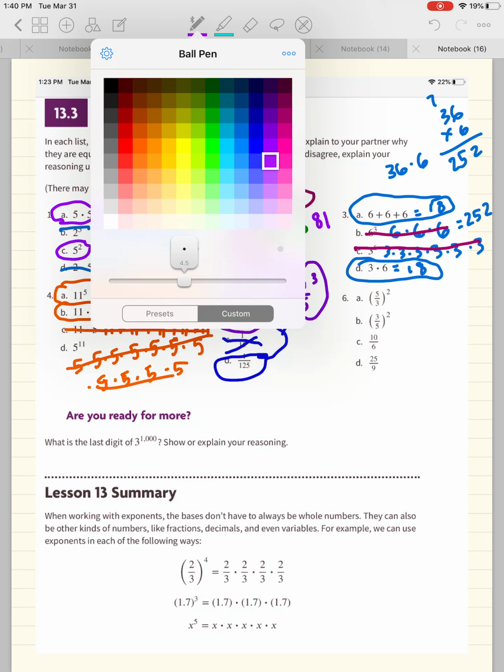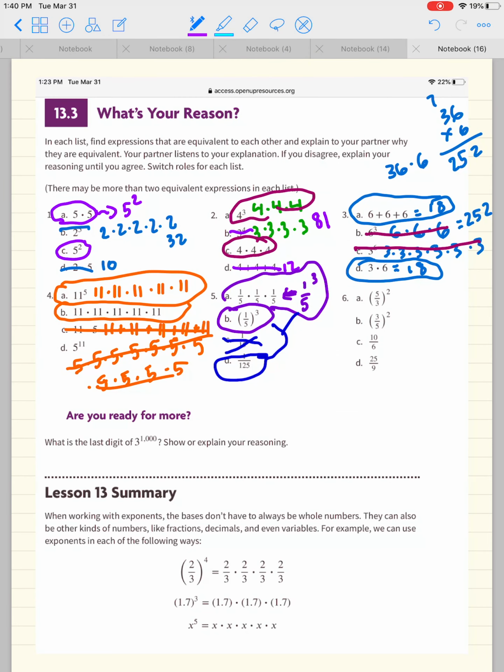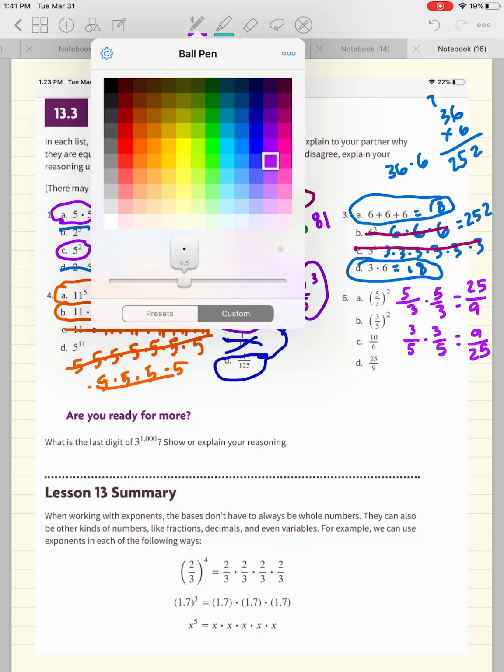All right, last one. 5 thirds squared. Okay, so we have 5 thirds times 5 thirds. And then we have 3/5 squared. That's 3/5 times 3/5. So let's solve those. 5 times 5 is 25. 3 times 3 is 9. Here we have 3 times 3 is 9 over 25. So that is not the same fraction, 25 over 9 and 9 over 25. They're actually inverse, so they're flipped, but they're not the same amount.